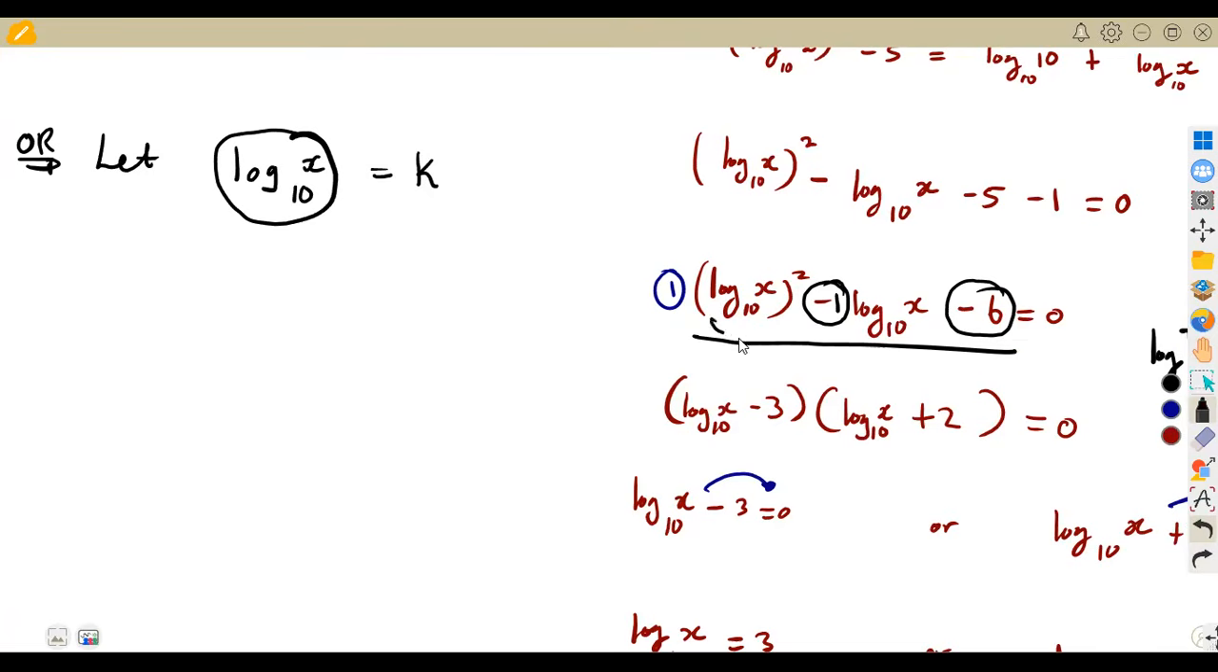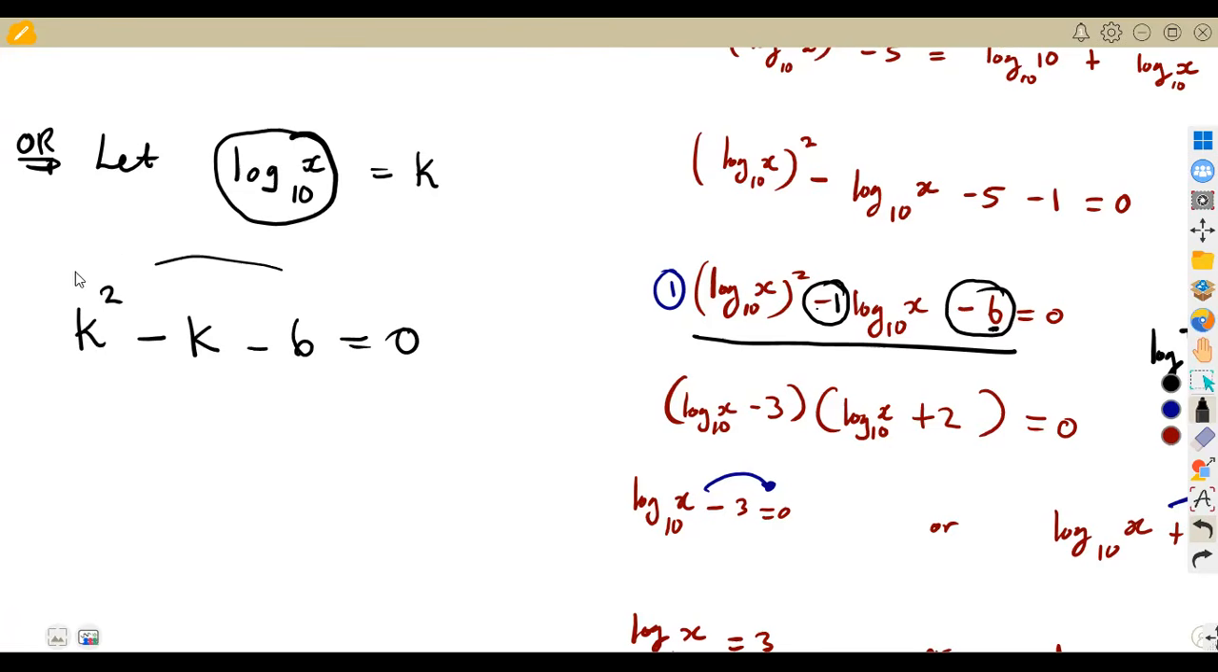So here I've got the logarithm of x in base 10, but it is being squared. So that is going to be k squared. Minus log x base 10, so this is minus k. Remember, log x base 10 is k. Minus 6, there is no log here, so it's just going to remain as it is. Minus 6 is equal to 0.